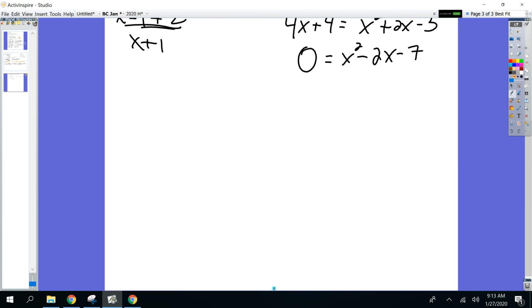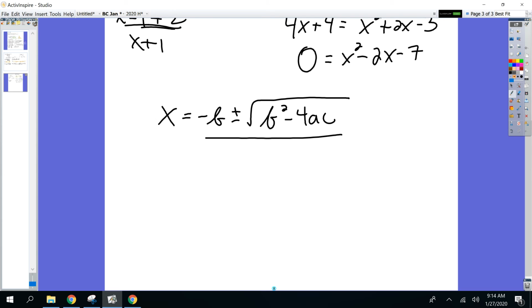Which I will give you Wednesday on your quiz. Just a reminder, x equals negative b plus or minus. So don't worry about memorizing it. It'll be on your formula sheet that I'll provide you on Wednesday.